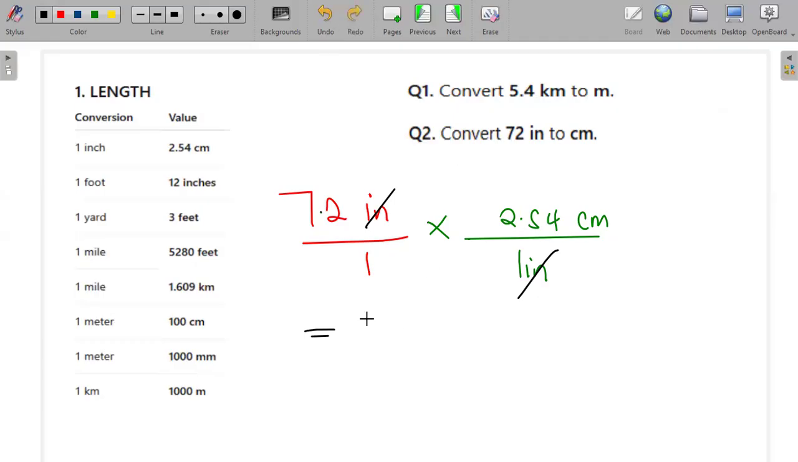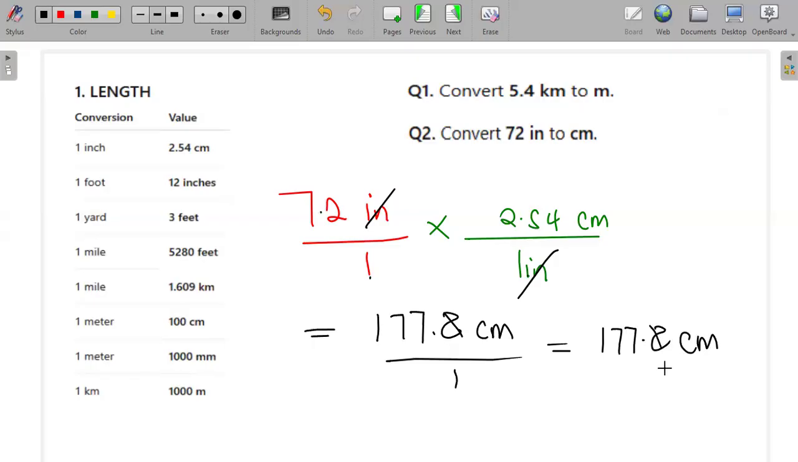it gives me 177.8. Confirm on your calculators, okay, and then I have that centimeter divided by 1 multiplied by 1, which is just 1. So this will be 177.8 centimeters. Okay, so you see that the 72 inches in centimeters is the same as the 177.8 what? Centimeters. Okay, so any questions there?